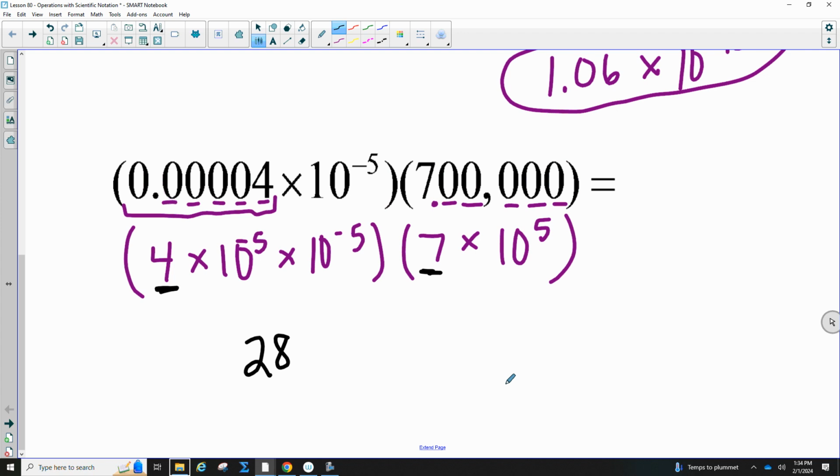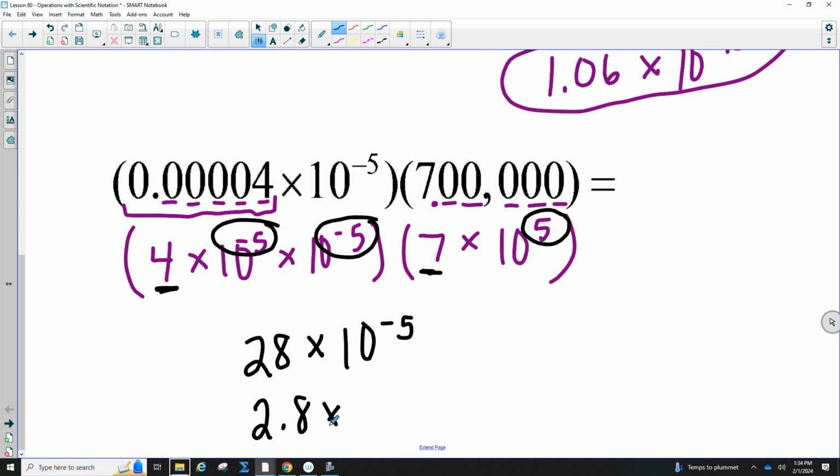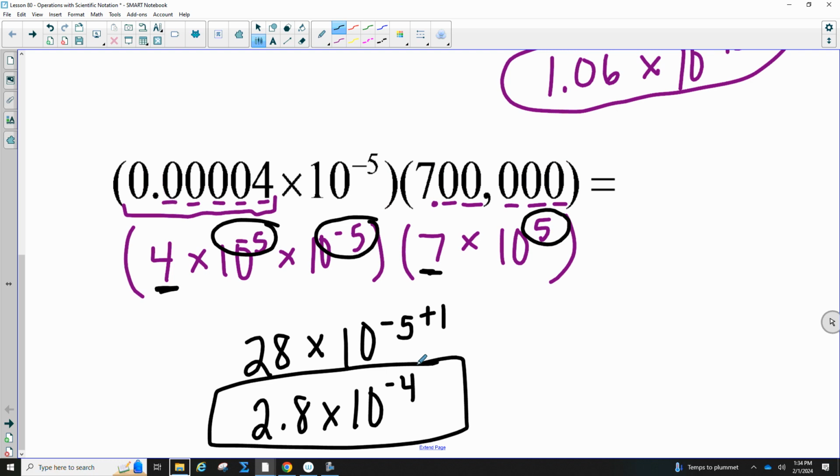And then I have times 10, and we're going to add all the exponents. So negative 5 plus negative 5 is negative 10, and then plus 5 is negative 5. Is this answer in true scientific notation? No, I need to move it back one space, which means what do I do with the exponent? Plus 1. Add 1 to the exponent. You go back a space and you add 1 to the exponent, so they are equal. All right.